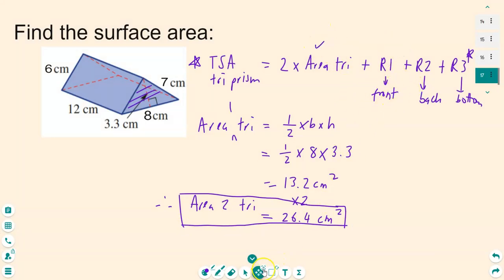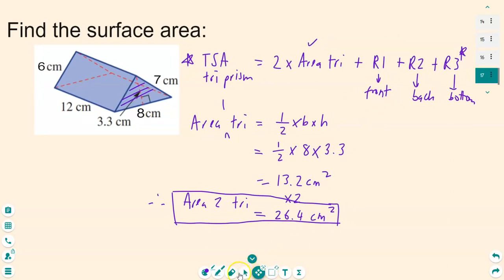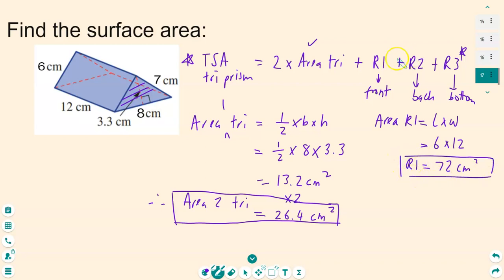Now let's find the area of the rectangle at the front. Area R1 equals. Look at those dimensions there. I can see that it's a rectangle of 6 by 12. Start with a formula always. So area is length times width, then 6 times 12. 6 12s is 72. And so R1, put a box around it, tick it off.